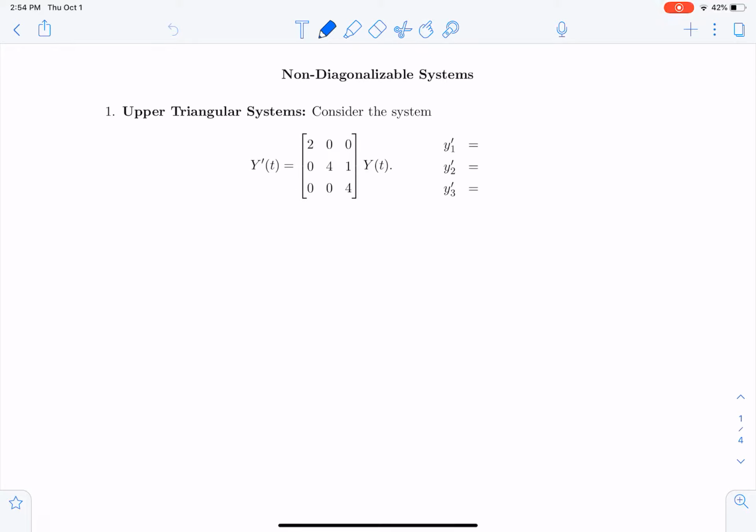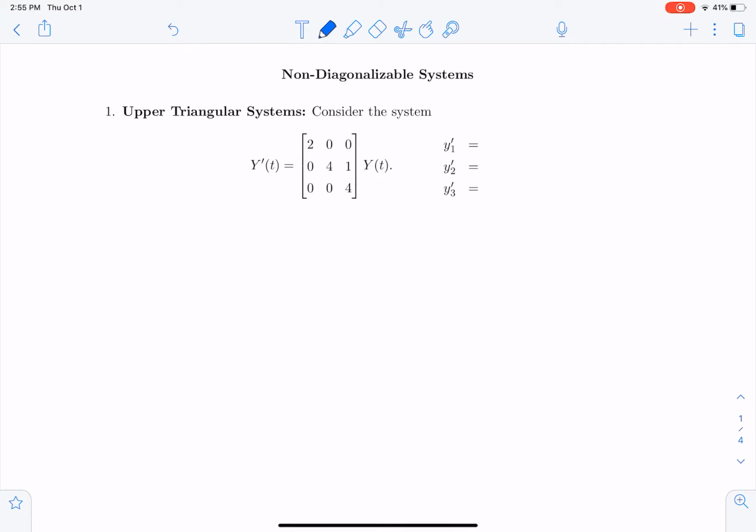So here we're going to look at an example. It's y prime equals the matrix [2, 0, 0; 0, 4, 1; 0, 0, 4]. And this matrix is upper triangular, but it's also not diagonalizable. Okay, it's nearly diagonal, but this one here actually prevents you from being able to diagonalize this matrix.